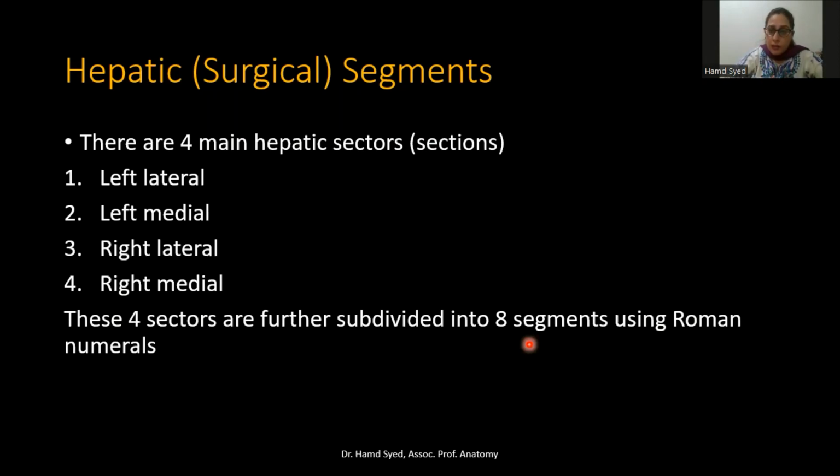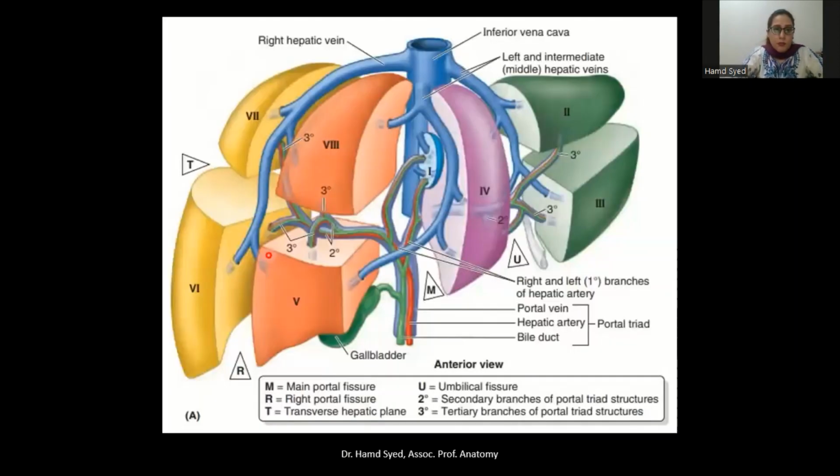Before considering segments, we consider sectors. We can divide the liver into 4 main hepatic sectors, or simply sections. These are the left lateral, the left medial, the right lateral, and the right medial. So these are 4 sectors, and now these 4 sectors are further subdivided into 8 segments using Roman numerals. Here is a diagram showing us the 8 segments of the liver, which are the surgical segments. So before that, we have to consider the 4 main sectors.